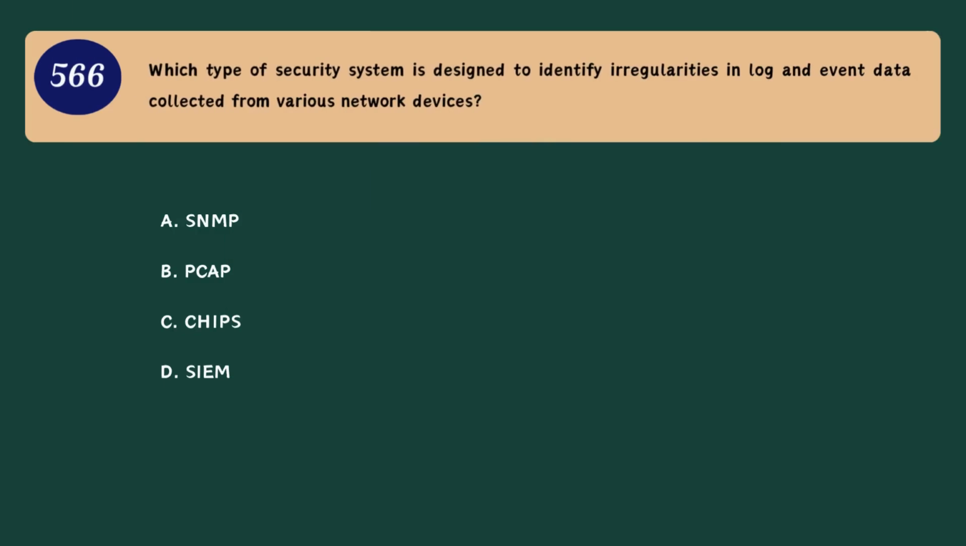Question 566. Which type of security system is designed to identify irregularities in log and event data collected from various network devices? A. SNMP. B. PCAP. C. CHIPS. D. CM. Correct answer. D. CM.